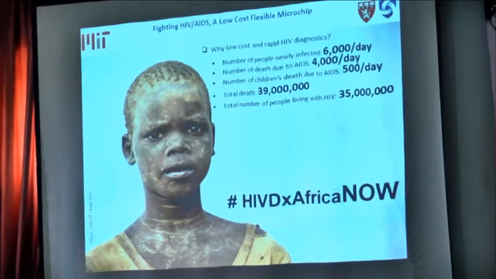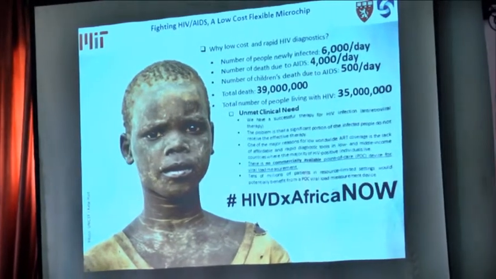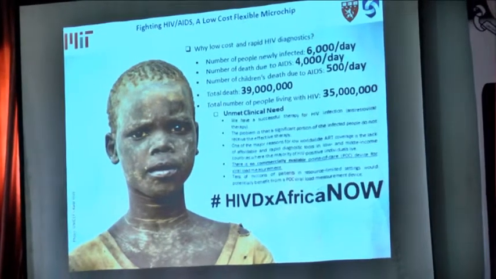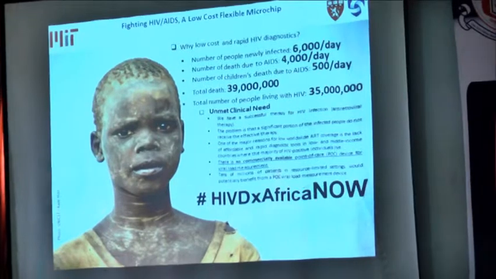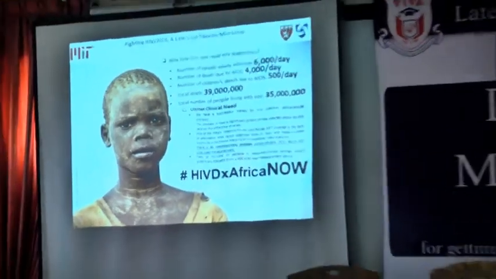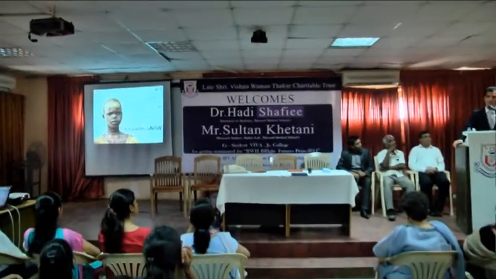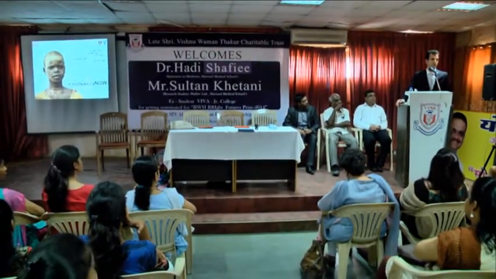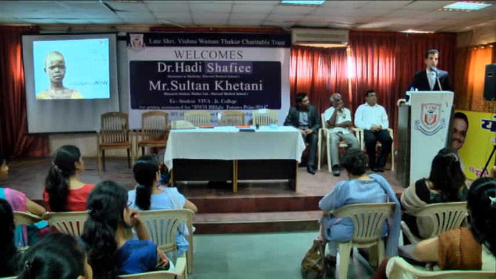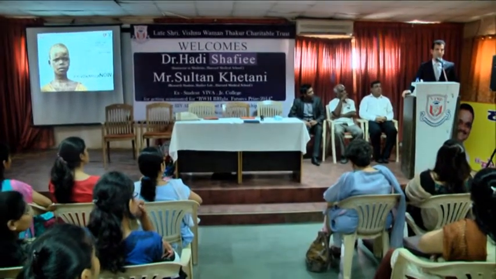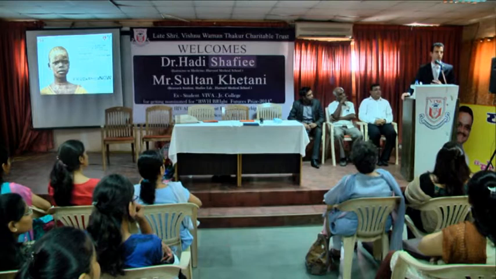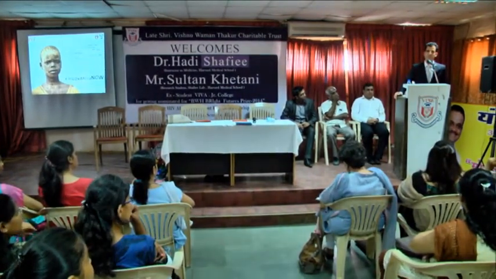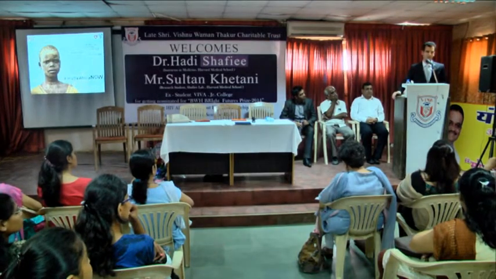So this disease has killed 39 million people so far from 1983, when we realized about this infection, right? Right now we have 35 million HIV infected worldwide. So what is the problem? Do we have a cure for it? No. Do we have therapy? Yes. So we have drugs for controlling this disease, which is called antiretroviral therapy.